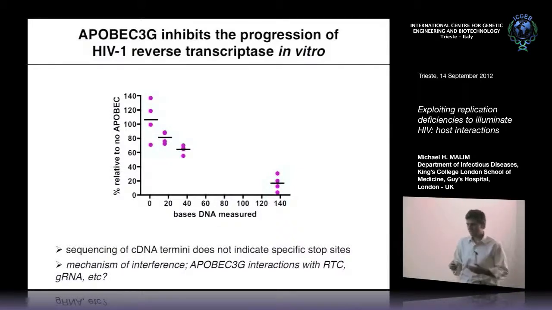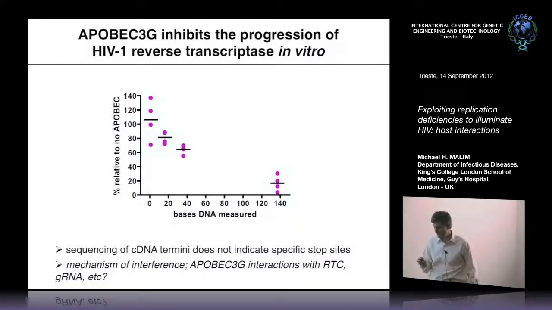So we're very keen to understand the basic mechanism of this, and there are two types of mechanism you could think about, which we have not resolved yet. The first is that APOBEC3G could be binding to viral RNA and preventing the processivity of reverse transcriptase along the RNA, or it could be binding to reverse transcriptase itself and inhibiting its enzymatic function, stopping it from moving along the template. So we're starting to do more and more in vitro type experiments to try and examine this.